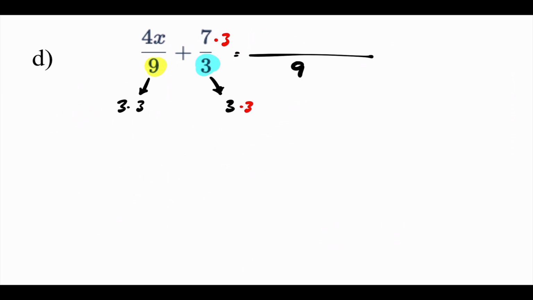So the common denominator is 9. And then you're going to have 4x plus 21. Can't add those two guys together because they're not like terms, 4x and 21. You're done.